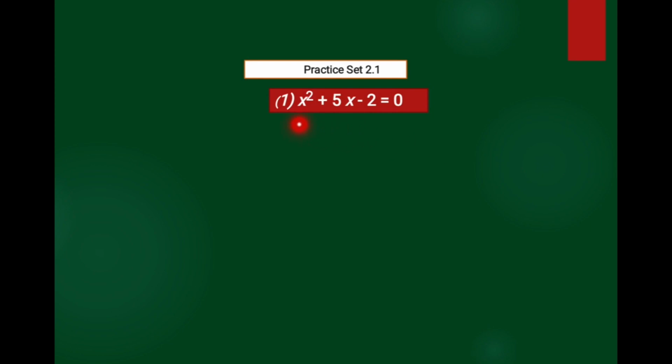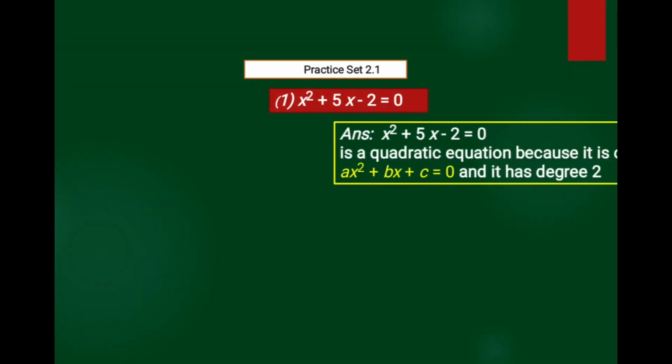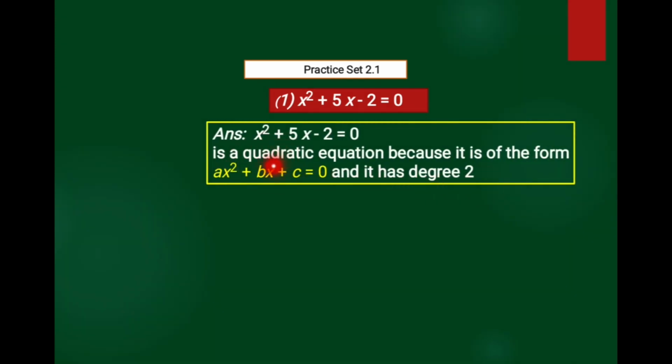This is of the form ax square plus bx plus c equals to 0. So this is a quadratic equation. So we write in the answer: x square plus 5x minus 2 equals to 0 is a quadratic equation because it is of the form ax square plus bx plus c equals to 0, and it has degree 2, the coefficient of x square is 1, which is not equal to 0, and the variable is x. So in the answer we write this is a quadratic equation having degree 2 and variable x.